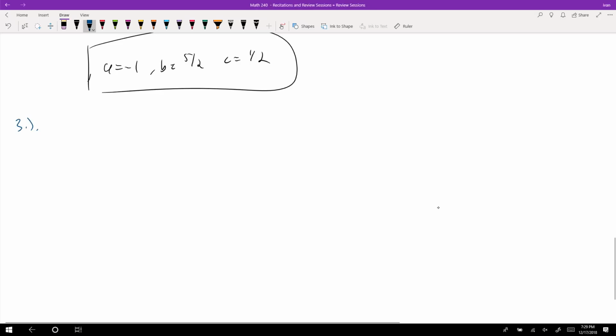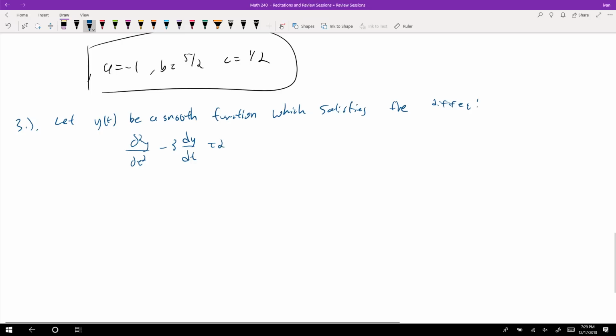Okay, number three. Also super easy. Yeah, these are all worth 10 points. So let y of t be a smooth function which satisfies the differential equation. I'm just going to write this really weird because it's nice to see really weird notation. Essentially a second order differential equation, with initial conditions y of 0 is equal to 0, dy/dt evaluated at t equals 0 is equal to 1. And the question is, find y of 1.